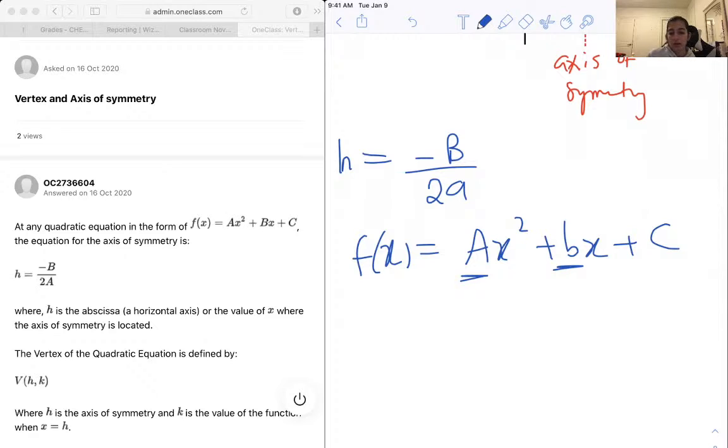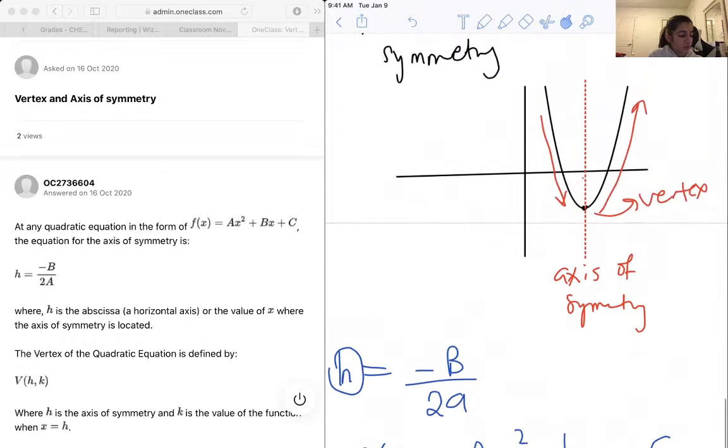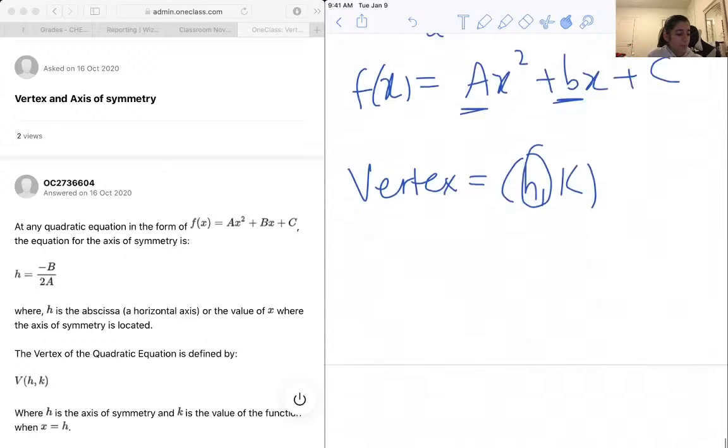Now, the vertex of a quadratic function is defined as h and k. So the same h over here, because the axis of symmetry is at the same point as your vertex, is the x coordinate of it, because that's your x plane and that's your y plane. So the values are going to be the same.